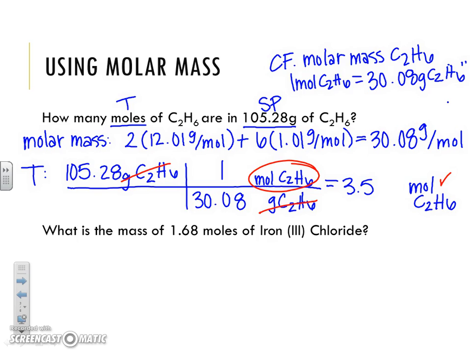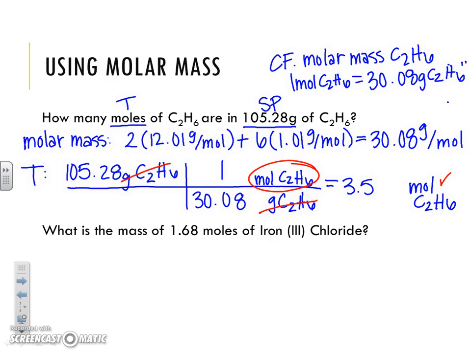The next problem is simply going the other direction. We want to take the mass of 1.68 moles of iron 3 chloride, and go back and find the grams of that. So we can begin by making sure we know the formula for the compound.